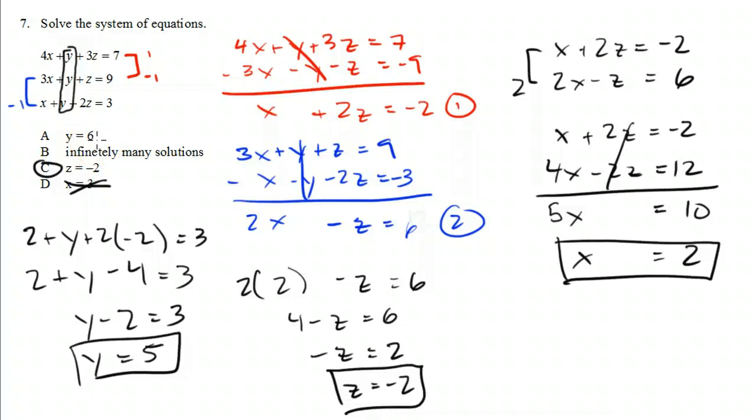Unless everything cancels out, it's not going to be this. If you get an answer and it's wrong, it's probably because you just messed up. It's not because it's infinitely many solutions or no solutions. Unless, again, everything cancels out and you have no more variables left, then it's infinitely many solutions or no solutions.